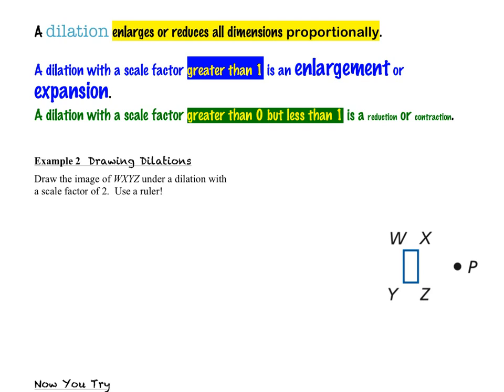A dilation with a scale factor K greater than 1 is going to stretch out or enlarge the original figure. A dilation with a scale factor greater than 0 but less than 1 is going to be a reduction. We can also call that a contraction. We might have called it in middle school a shrink. So we have two different kinds of dilation. We either have an enlargement, which is a scale factor greater than 1, or we have a reduction, which is a scale factor between 0 and 1.